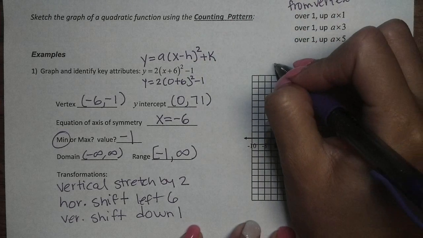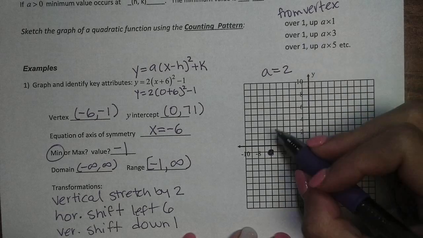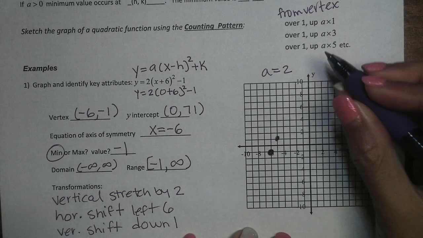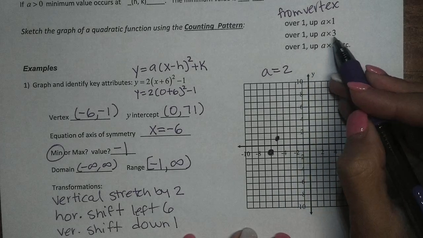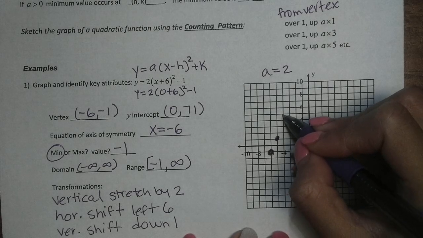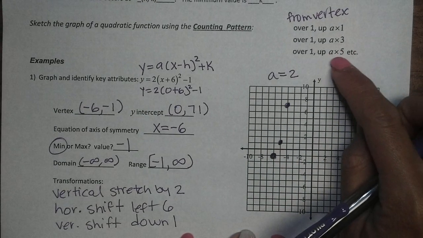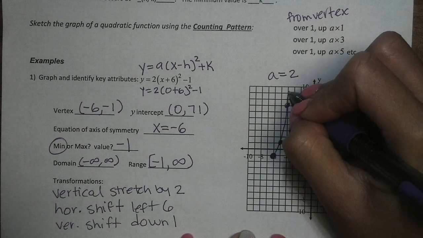In this example, a was equal to 2. So what I'm going to do is, from the vertex, go over 1 to the right, and then up a times 1. That'll be 2 times 1, so up 2. And then from this point, I'm going to go over 1 and up a times 3. So 2 times 3 is 6: 1, 2, 3, 4, 5, 6. And then I'm not going to be able to fit the a times 5. So that's going to be part of my parabola.